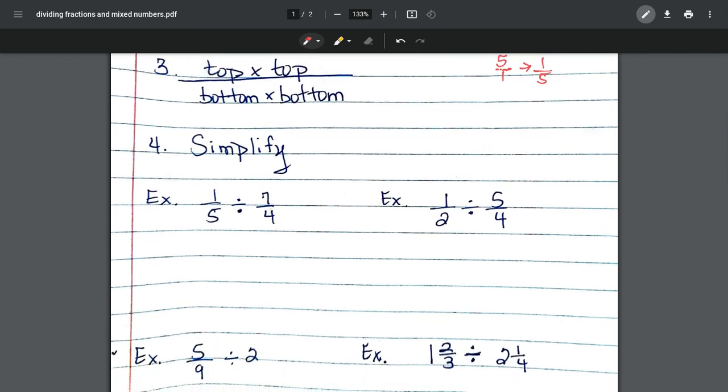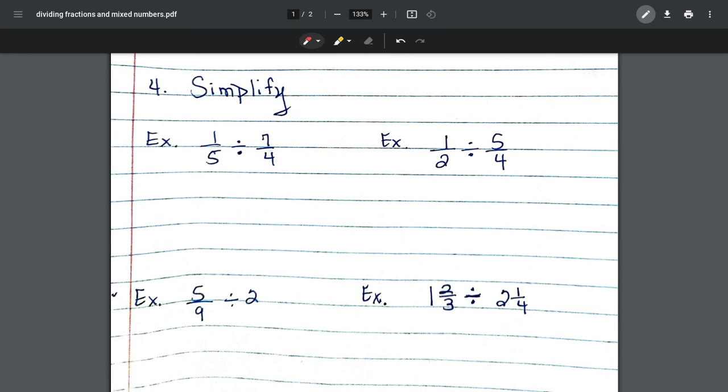So if you look at the first example, you don't have any mixed numbers, so I don't have to worry about trying to clear out mixed numbers. So I can proceed to just keep, change, flip. Keep the first fraction the same, change the division to multiplication, and then flip 7/4 or use the reciprocal, which is 4/7. And then since it's multiplication, you just use what you learned from multiplication. Top times top and bottom times bottom. So the two top numbers multiply make 4, and the two bottom numbers multiply make 35. And if you can't simplify, you're done.